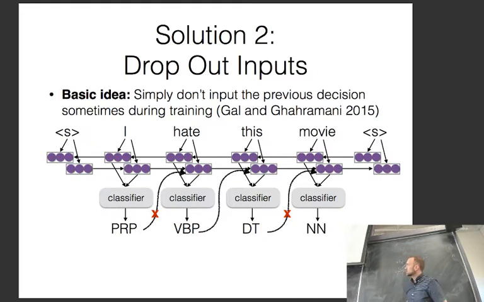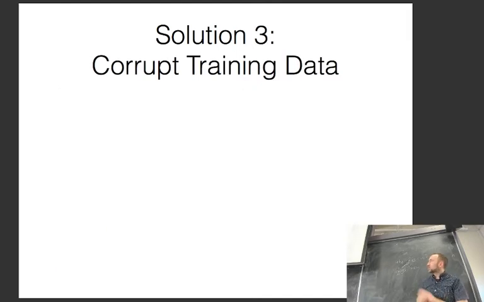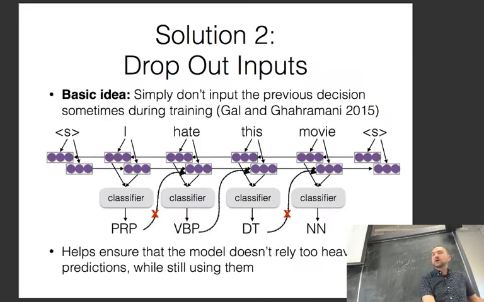This makes sense. It's just saying that you don't always want to rely on your previous input because your previous input might be wrong. So you can generate based on whatever other information you have. Then the last one, corrupting the training data, actually Max is going to talk about this because it has a good connection with minimum risk training, which he's also going to talk about. But were there any questions about these?